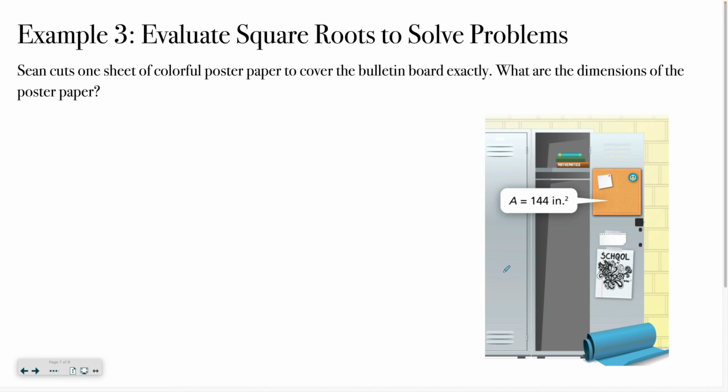Let's move on to our last example for today. We have Sean cuts one sheet of colorful poster paper to cover the bulletin board exactly. You can see he has this bulletin board over in his locker. It says the area equals 144 inches squared. We want to know what are the dimensions of the poster paper. So we are talking area, right? Because we have A equals. So area means that I'm going to work with squares. And I want to know what is the square root of 144.